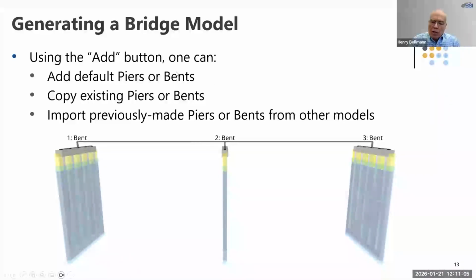Now, once you have your bridge created from previously imported piers or bents, in other words, you could actually put a pier in here instead of a bent. We call these bents. Then you would edit the soil properties here and here. This was the end bent, so here we're getting into deeper water, etc. So you would edit that.